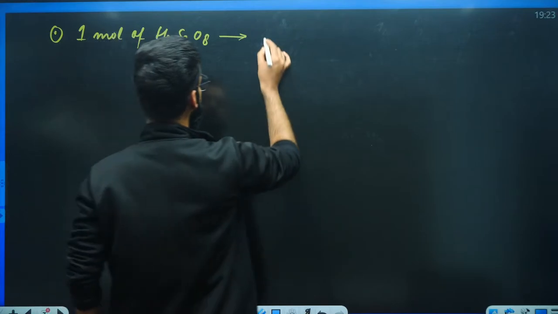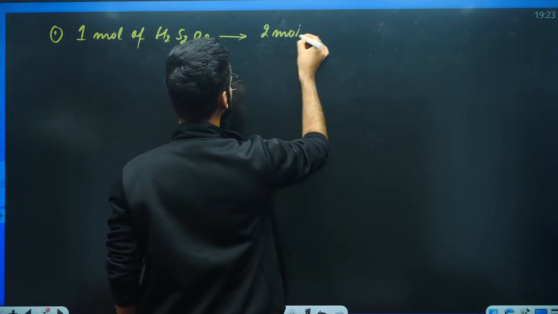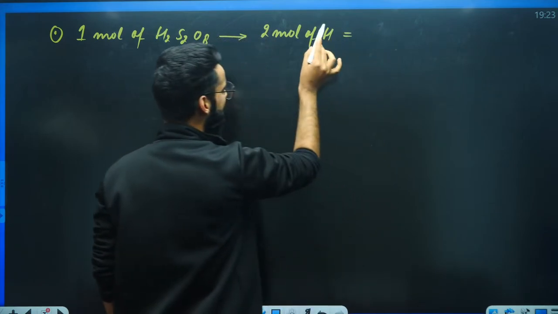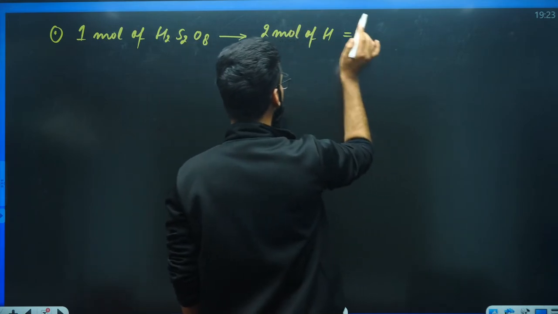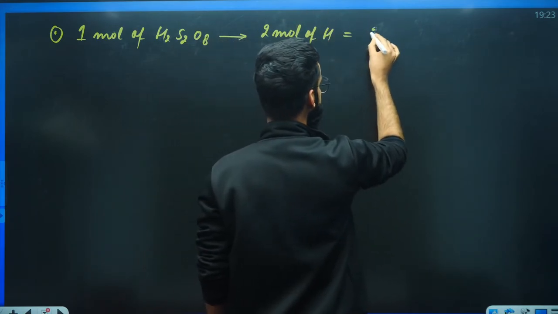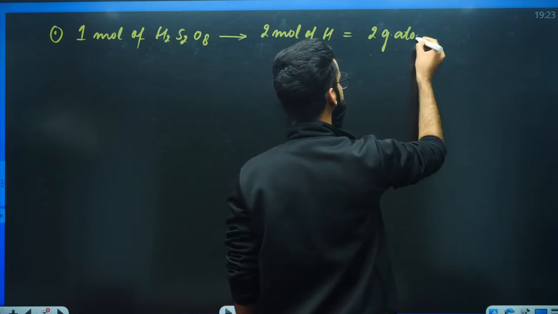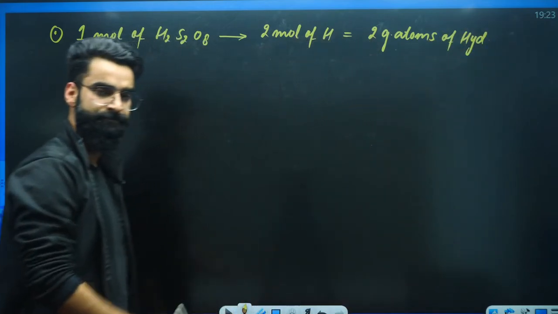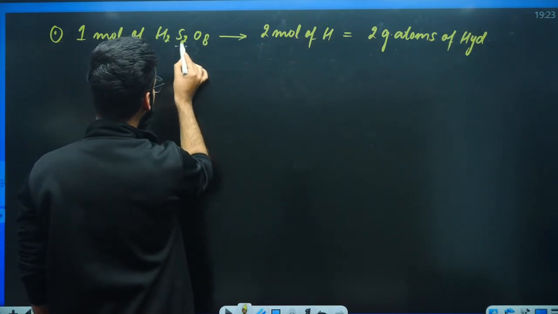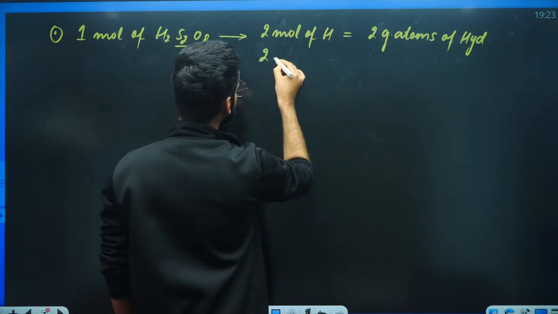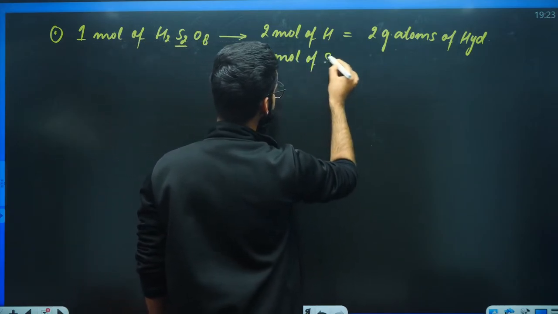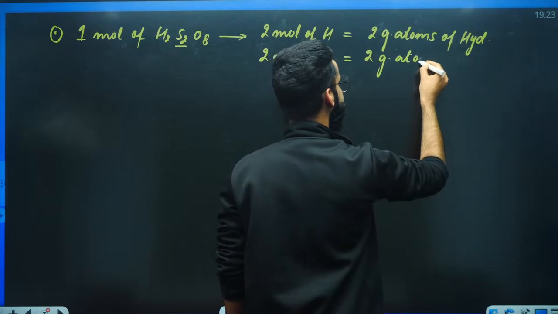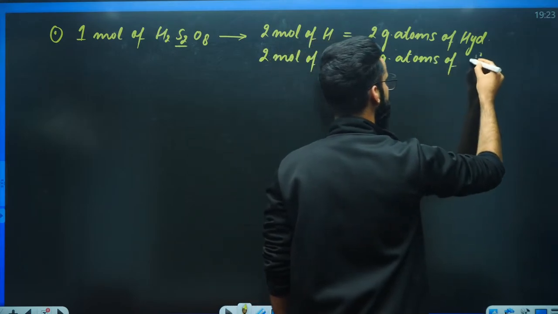Can I say 1 mole of H2S2O8 contains 2 moles of H? Since hydrogen I have taken in atomic form, I can use the term gram atoms in place of moles. I can say 2 gram atoms of hydrogen. Right? Perfectly clear. How many gram atoms of sulfur? I can say 2 moles of sulfur. Since sulfur I have taken in atomic form, you can say 2 gram atoms of sulfur.